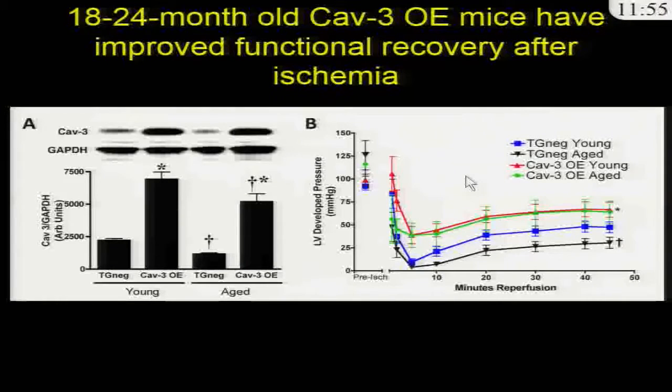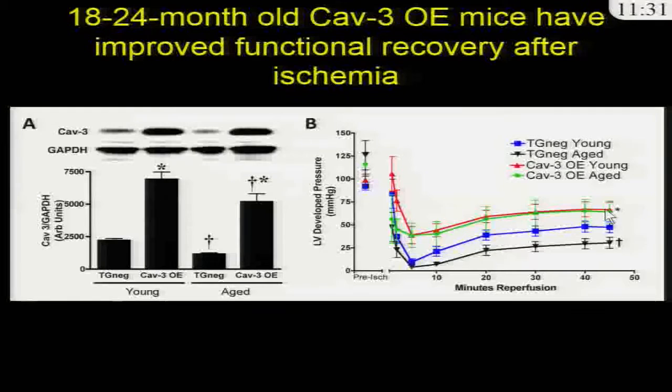Interestingly, in one parameter of ex vivo Langendorff perfused heart, we're looking at developed pressure here in response to an ischemic event. What we see in a young animal is that they're able to recover about 50% of their baseline function. As a function of just aging and sitting in a cage for 2 years, what happens in old transgene negative animals is they lose about 50% of that reserve capacity that they had when they were young animals.